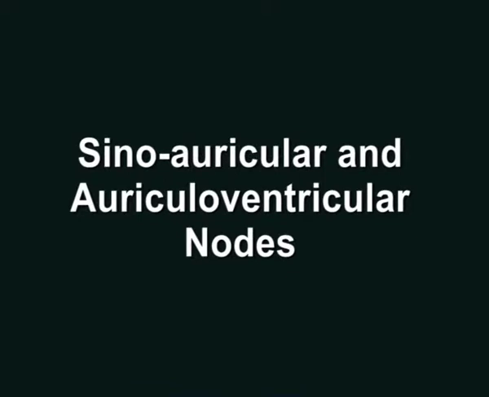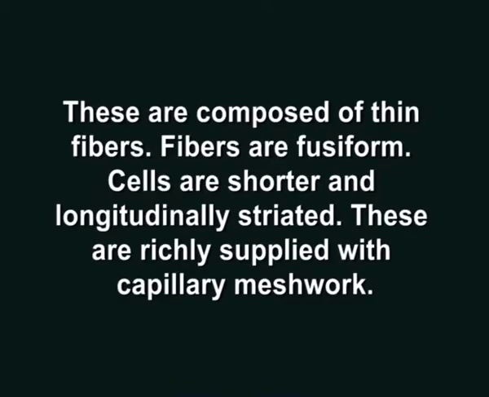Sino-auricular and auriculo-ventricular nodes. These are composed of thin fibers. Fibers are fusiform. Cells are shorter and longitudinally striated. These are richly supplied with capillary meshwork.